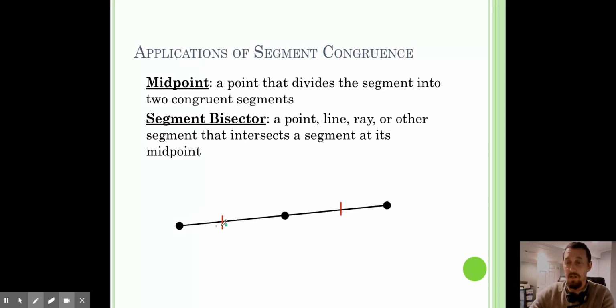Now, a line segment like this could be divided into two equal parts by more than just a point. It could also be divided by a line or a ray or another segment. And if it intersects through that midpoint, so that you have two congruent segments on either side, then we would call whatever that thing might be a segment bisector. Bi means two, and sector means parts. And when we say bisector, it means equal parts.